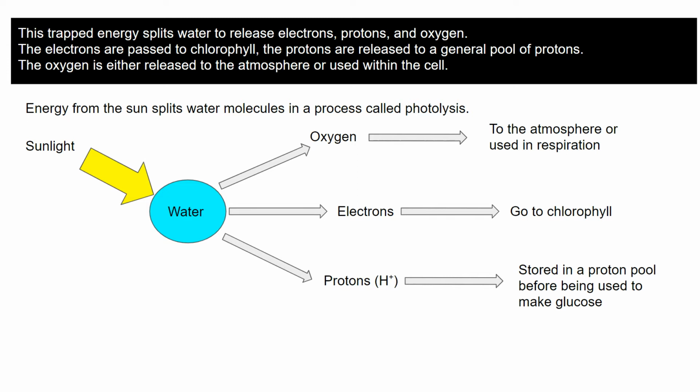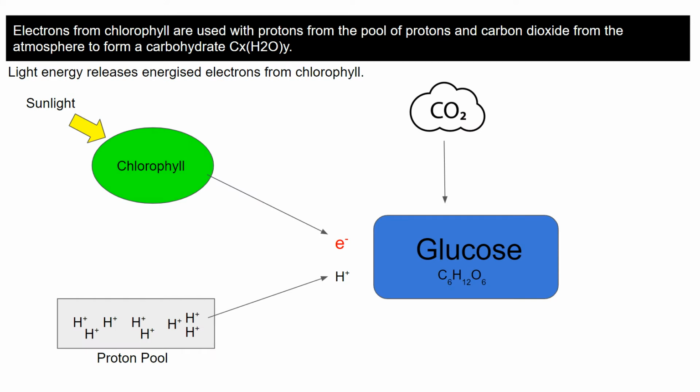And the protons, they're going to be stored in an area that we call the proton pool before they're used to make glucose. Now let's look at the effect that sunlight has on chlorophyll. So as we said, we have all of these different chlorophyll molecules that react to different light intensities and different frequencies of sunlight. They pass all of their energy on to a reaction center chlorophyll, which releases an energized electron. So this energized electron is released from chlorophyll.